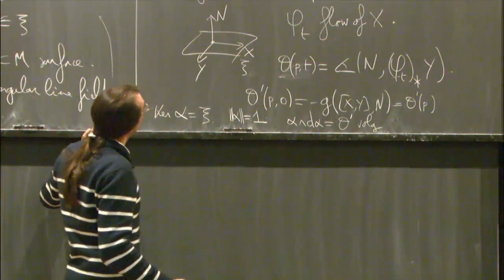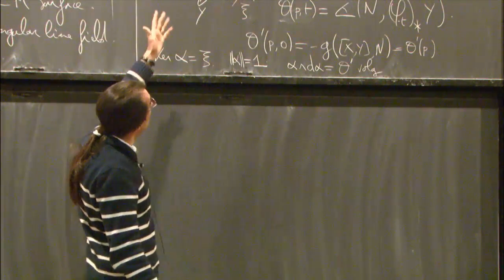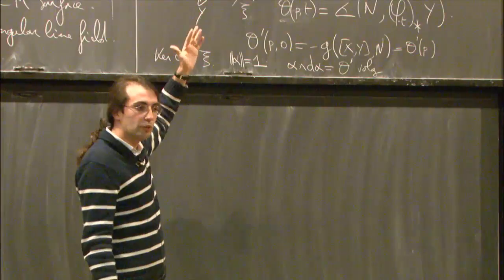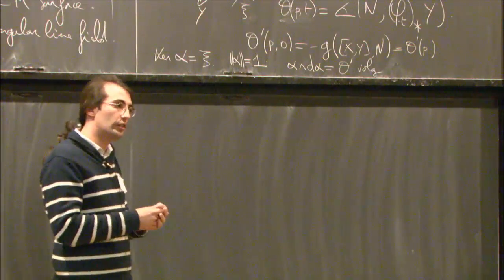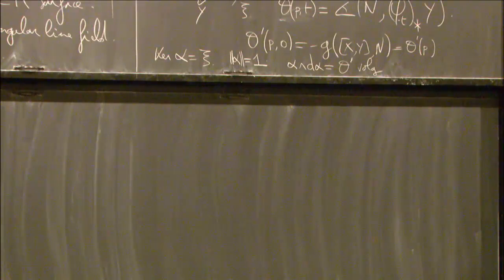Okay, so this is all very elementary, but when you have a metric, we have a way to measure how fast a contact structure is rotating. So it's not only that it's rotating, you can say how fast.